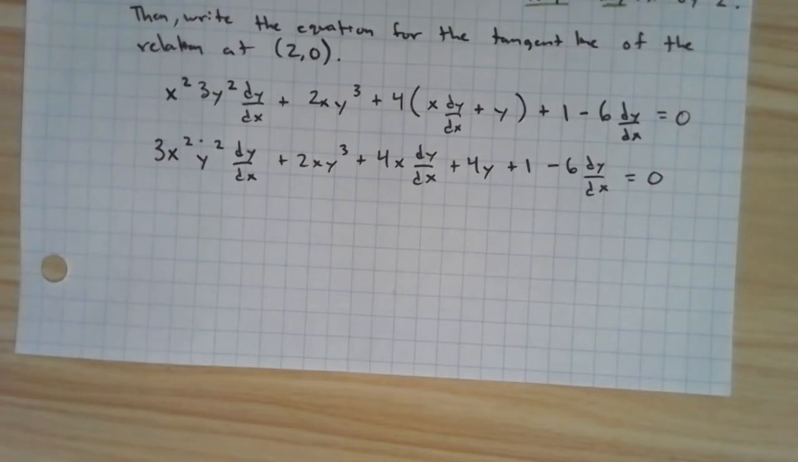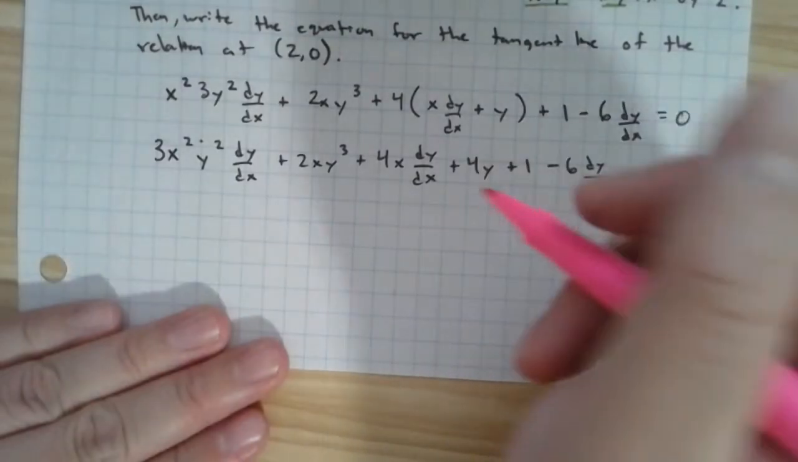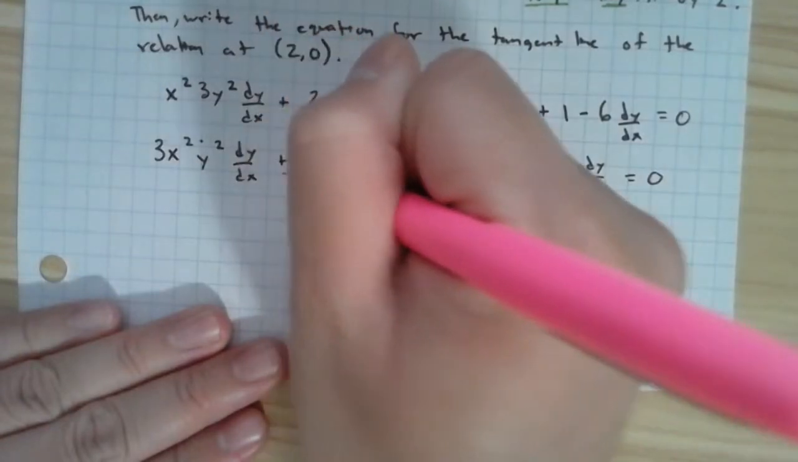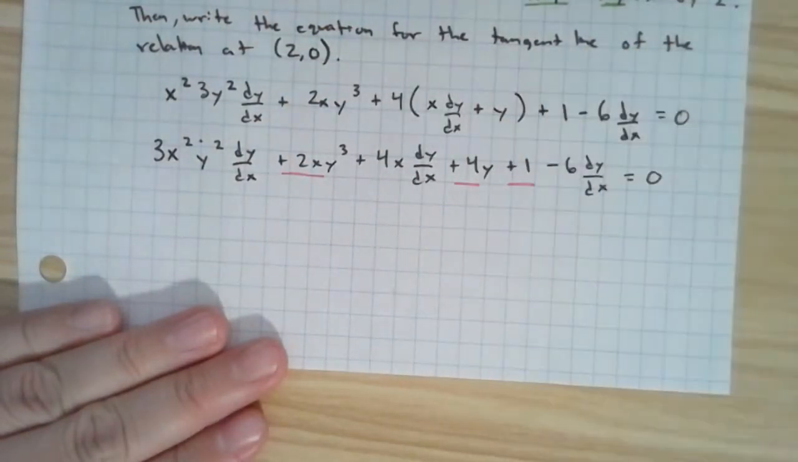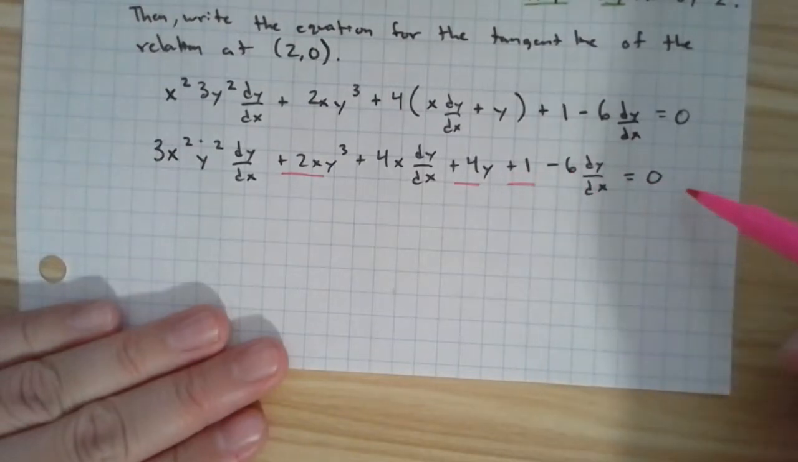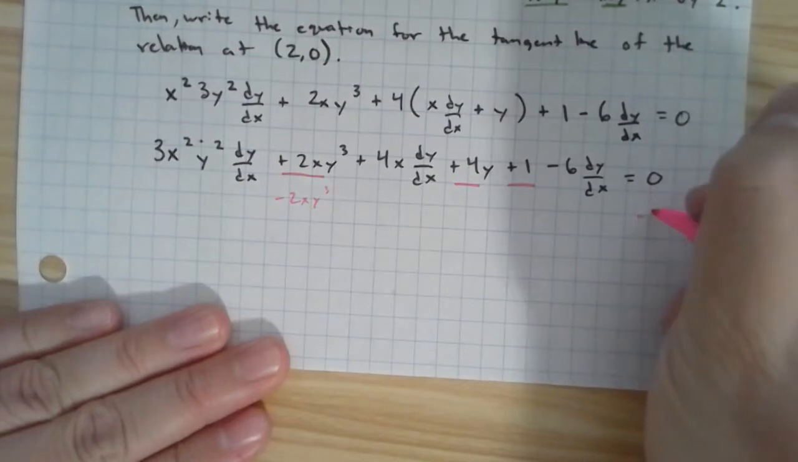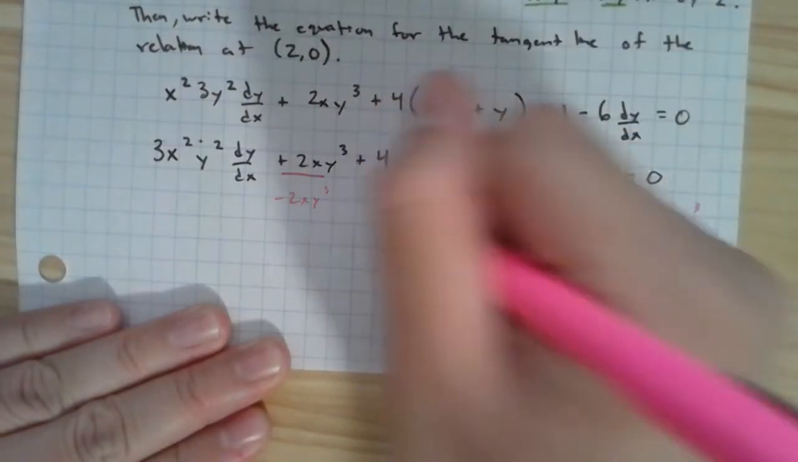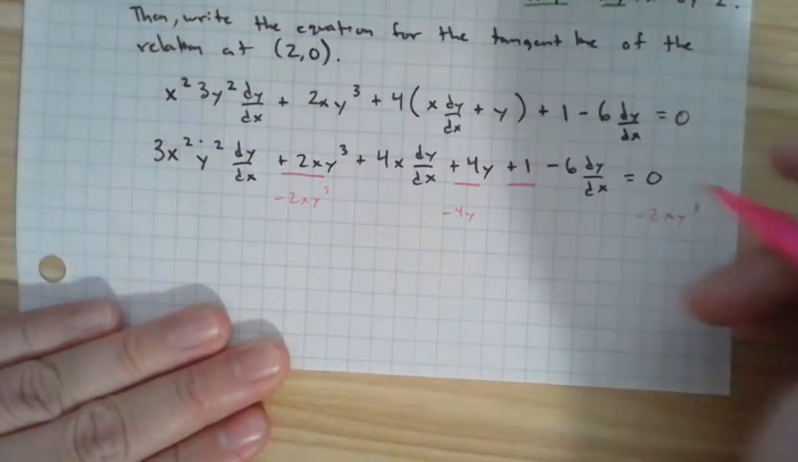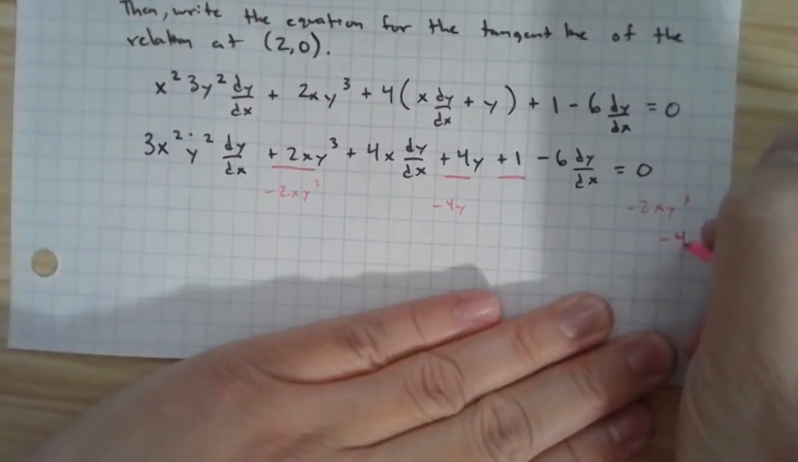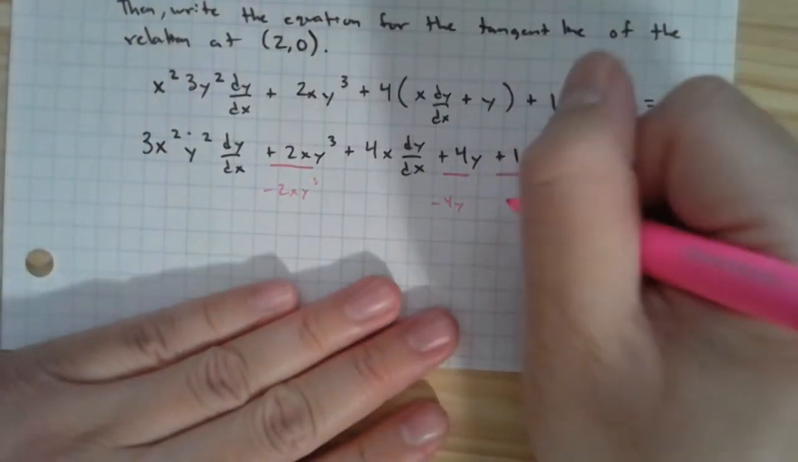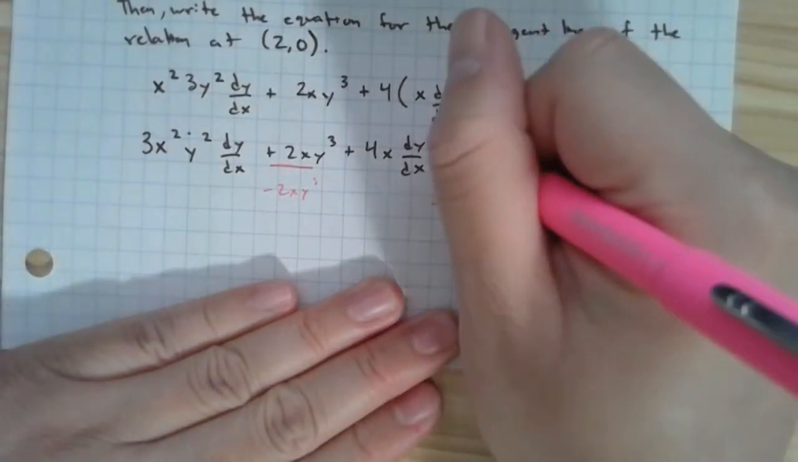You want all the dy/dx terms together, so you might be able to factor it out. I'm going to move these three terms I underlined in pink over to the right side. So I'm going to subtract 2xy³ from both sides, subtract 4y, and subtract 1. So that goes away, and that goes away.